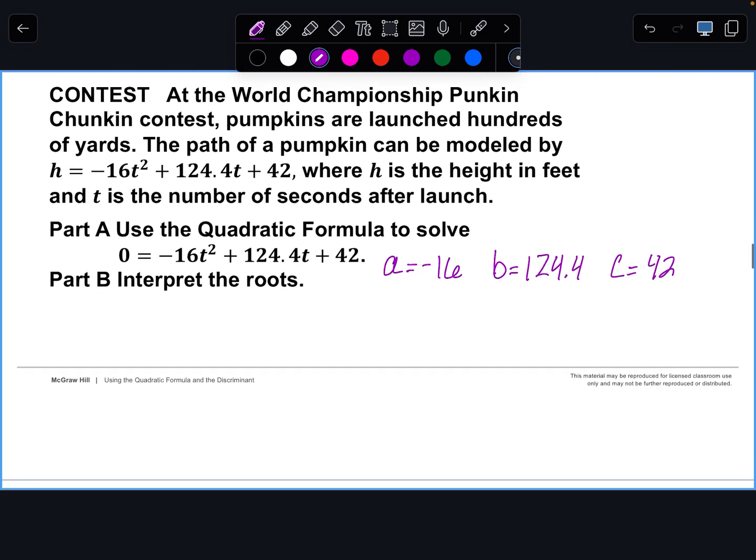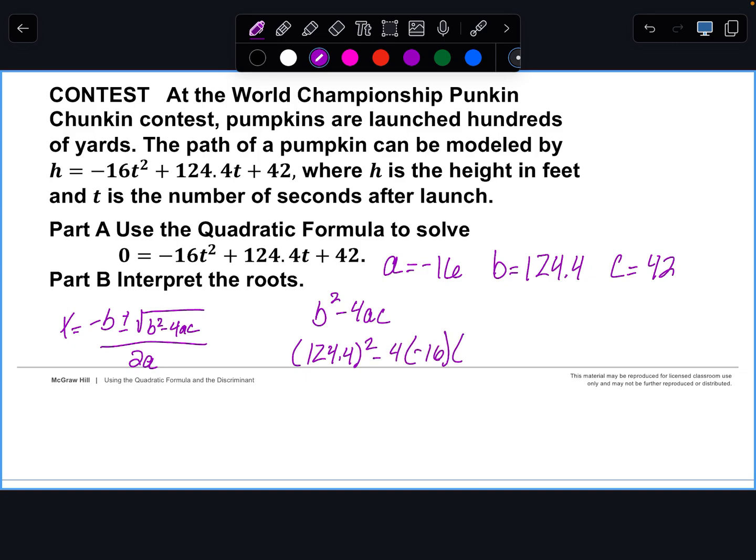So again, the quadratic formula, x is equal to the opposite of b plus or minus the square root of b squared minus 4ac all over 2a. So the first part I want to do is the b squared minus 4ac. So I'm going to do that off to the side. Okay, so 124.4 squared minus 4 times a times c.